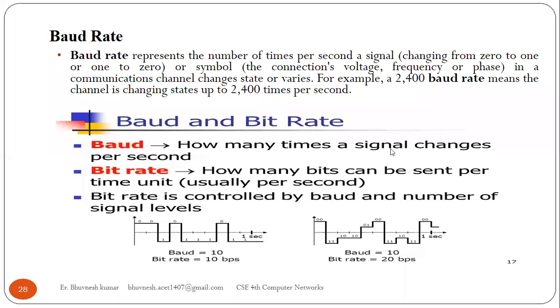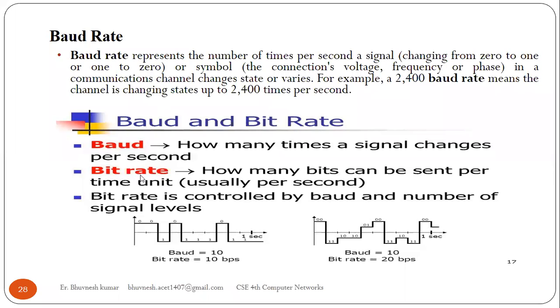Next is your baud rate. Baud is how many times a signal changes per second, meaning the number of times per second a signal or a symbol changes. Here, 0, 0, 1, 0, 1, 1, 1, 0, 1, 1 is your baud rate. Baud rate represents the number of times per second a signal changes state or varies. For example, a 2400 baud rate means the channel is changing state up to 2400 times per second. These are the basic terminologies you can learn.